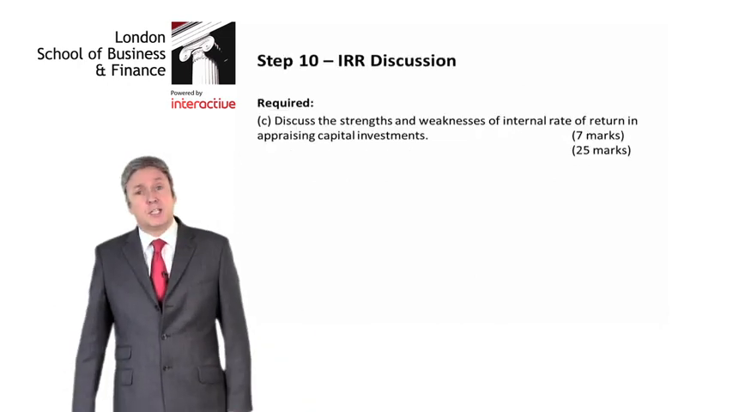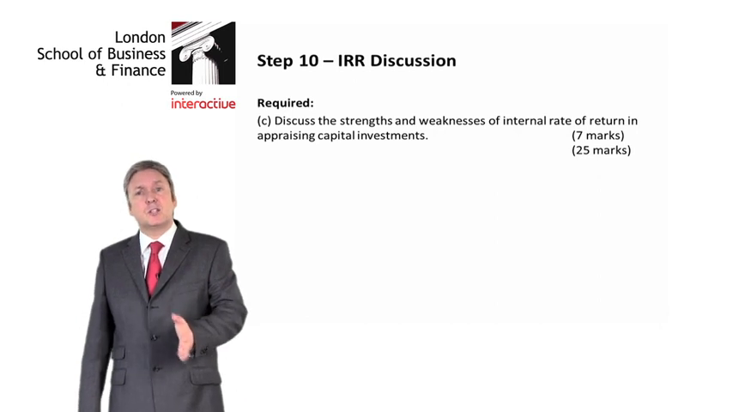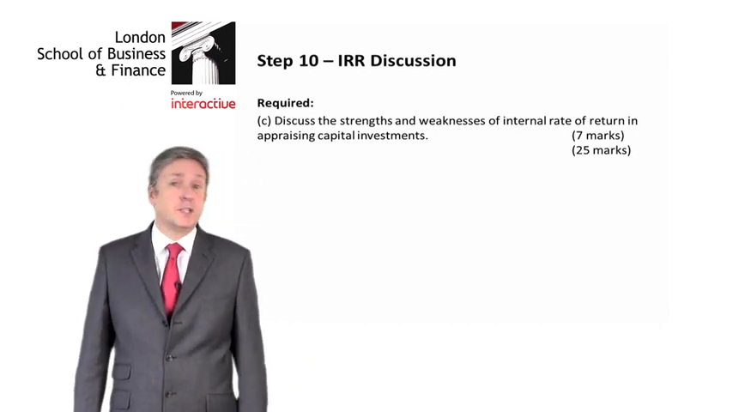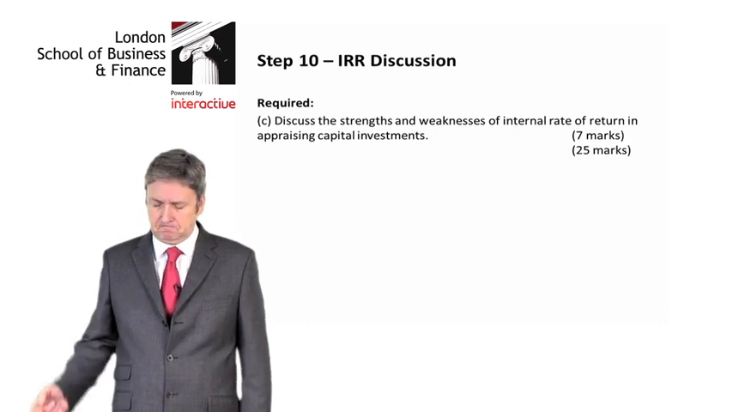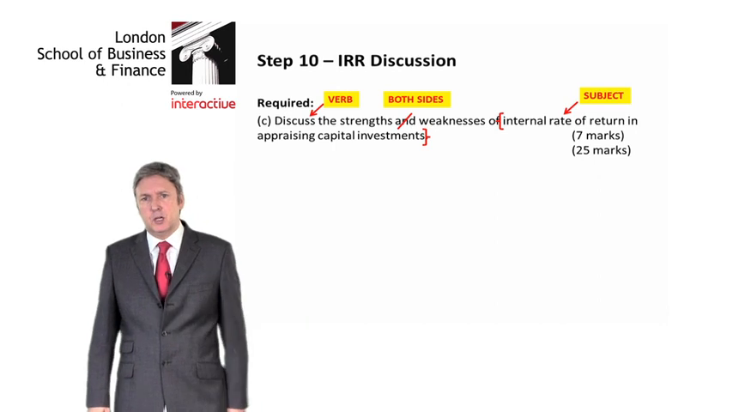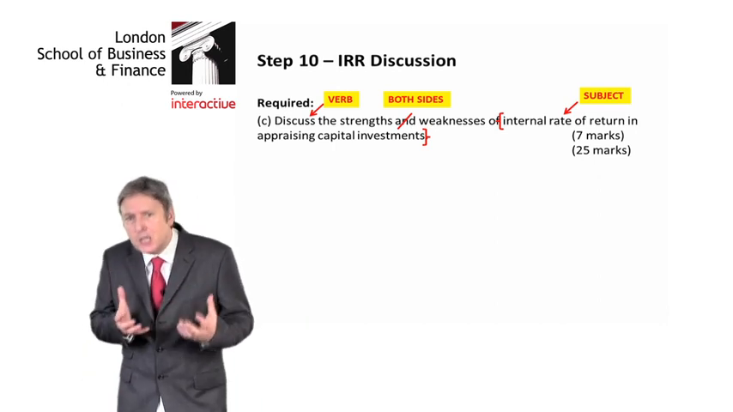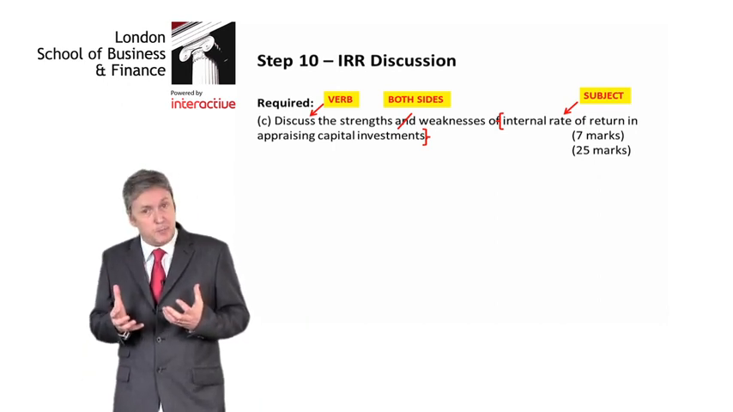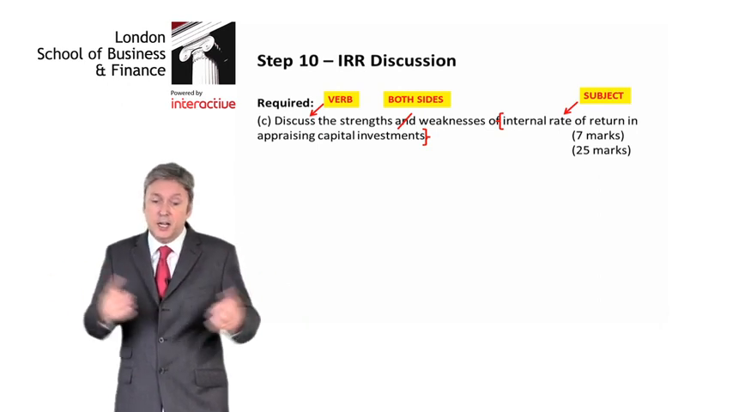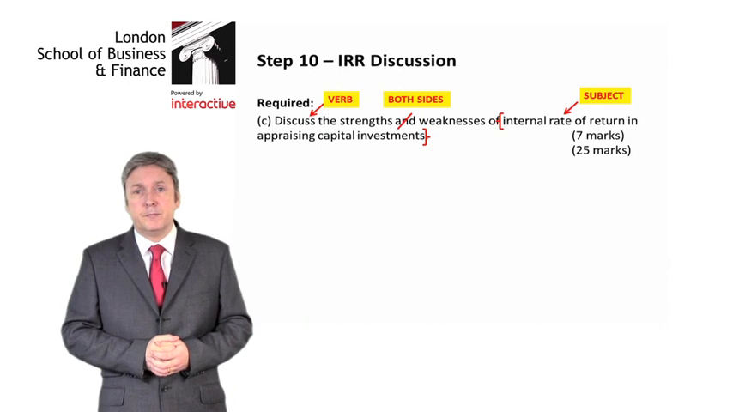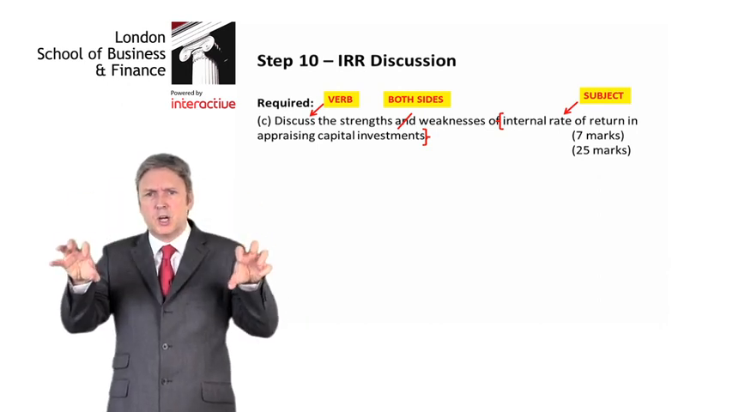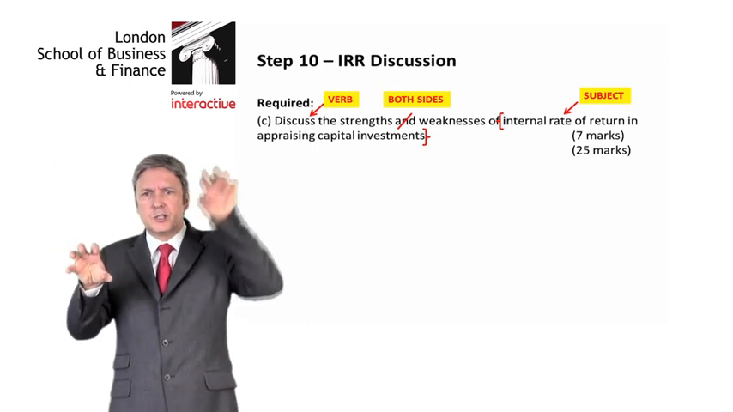So here's the requirement again. Discuss the strengths and weaknesses of internal rate of return in appraising capital investments. Well, okay, if you remember, discuss was the verb. That suggests we have to go for a range of different points, and typically we would be looking at pros and cons, advantages and disadvantages. Here we have strengths and weaknesses. So we immediately know both sides. We've got two things to talk about. Some strengths, some weaknesses.